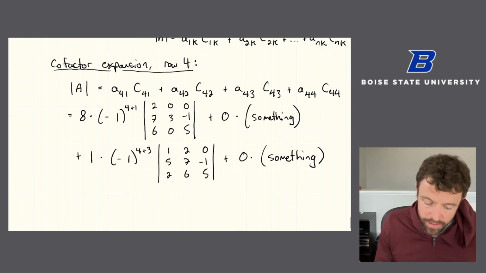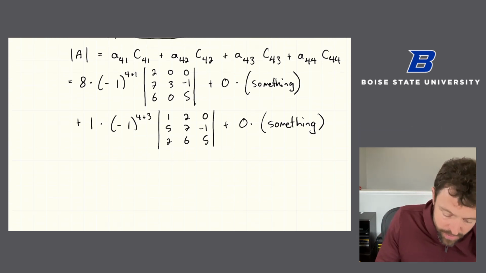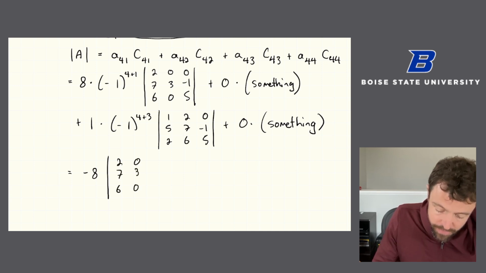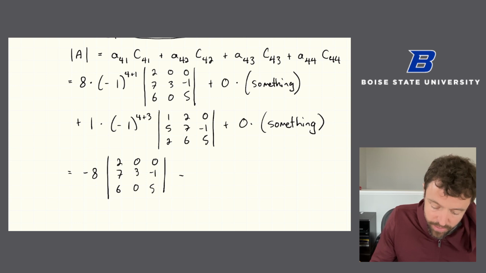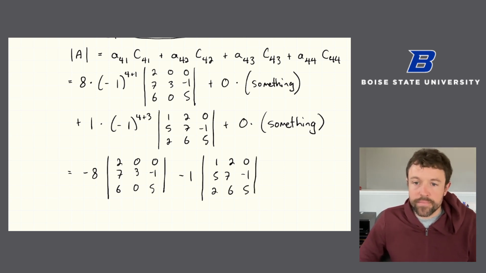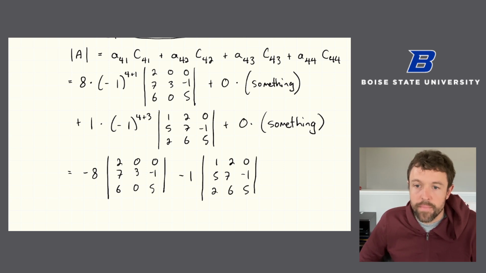Okay, so let's clean this up a little bit. So I have 8 times -1, which is -8, times this determinant. And similarly, I get a -1 times this determinant. Okay.